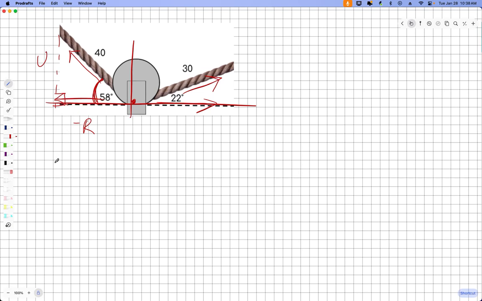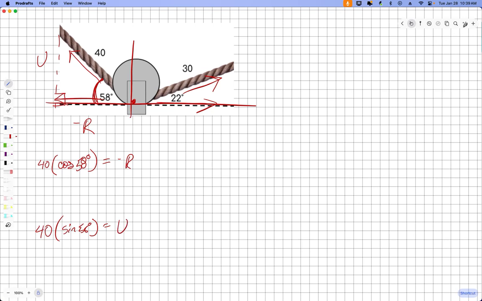So you're just going to set this up the way you would normally set this up, right? As far as sine and cosine is concerned. Here your hypotenuse is 40. And then you've got your cosine of the degree measure, and that's going to be equal to your negative r, I'm sorry, negative r, because I am not paying attention. And then you've got your u here, which is going to be 40 times the sine of 58 degrees, which is going to be your positive u.